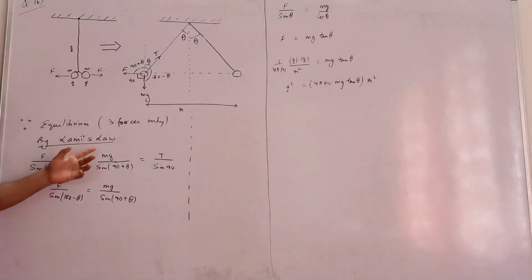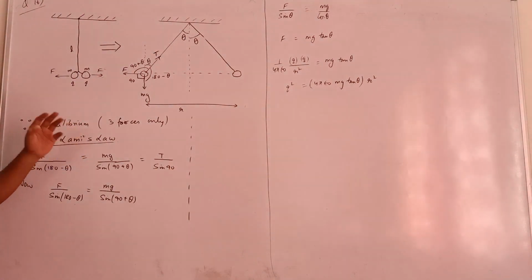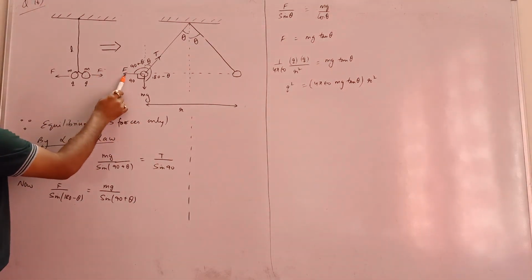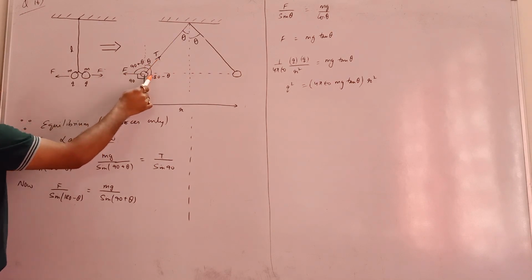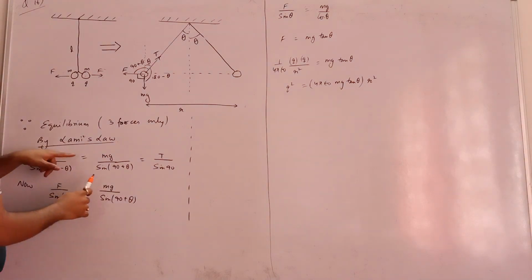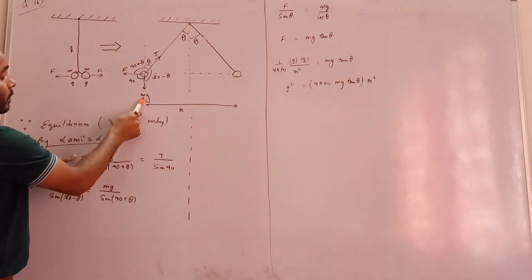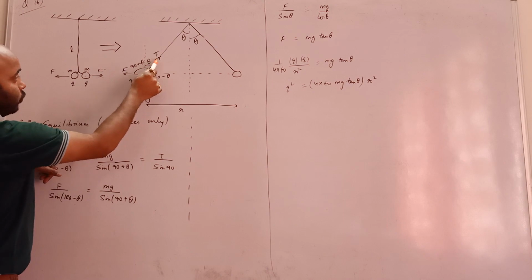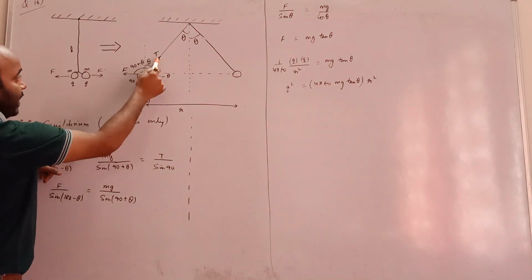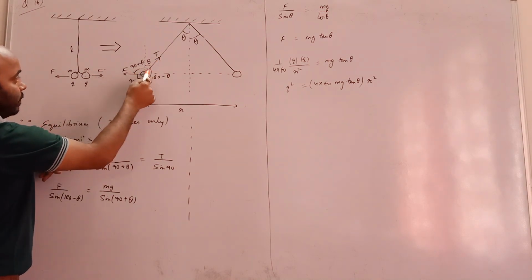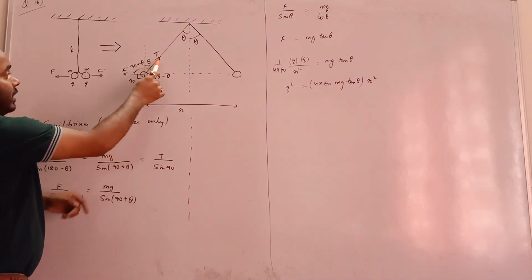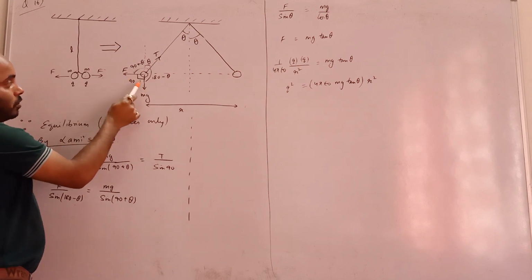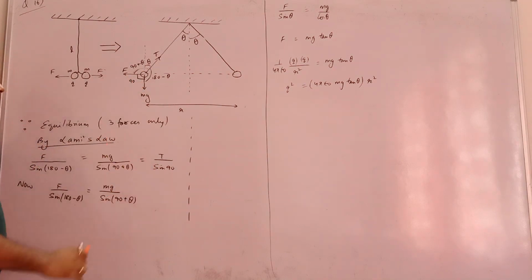Why do we apply Lami's law? Because in the question it's mentioned equilibrium and there are only three forces. Okay. The force F divided by sine of the angle between the other two forces. These are the other two forces. What is the angle between these two? Sine of 180 minus theta equals mg by sine of the angle of the other two forces. These are the other two forces, F and T. What is the angle between these two? 90 plus theta. This is 90 plus theta. Sine of 90 plus theta equals tension by sine of these two, sine of 90. Okay.